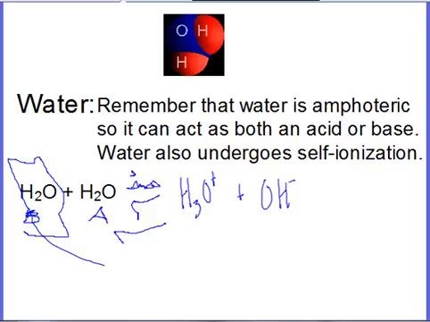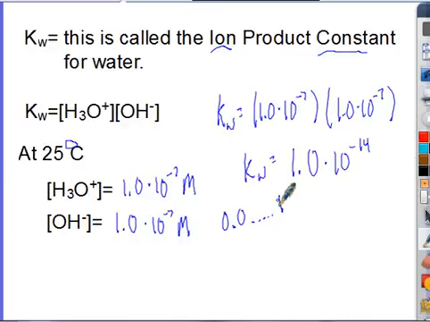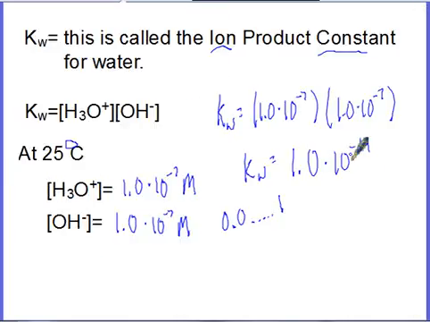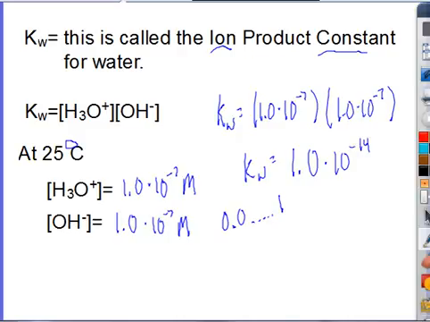So Kw is equal to 1.0 times 10 to the negative 14th. Since we know this is a constant, Kw is always equal to this value. Now, your concentration of hydroxide and hydronium can change, but your Kw does not change. So let's see what happens.